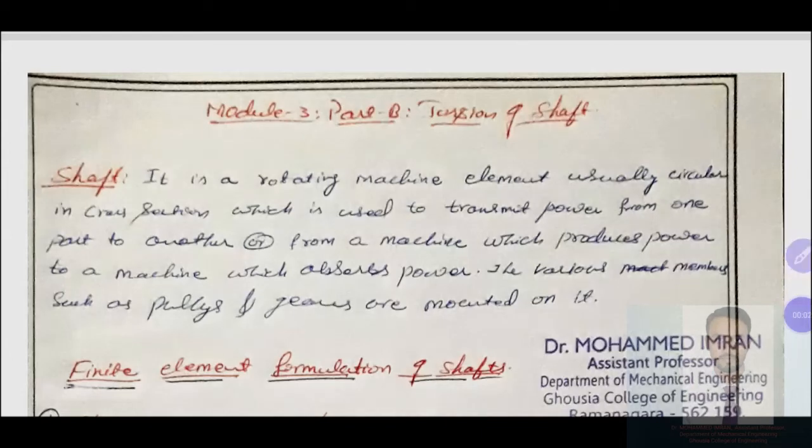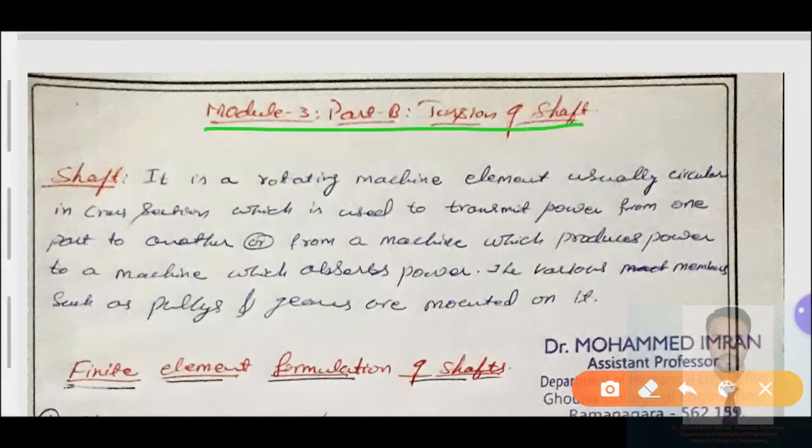Hello my dear friends, in the last video we learned the analysis of beams, the introductory part, and solved some problems. Similarly, module number 3 part B covers torsion of shafts: the introduction to the shaft, formulation of a shape function for a shaft, and the elemental stiffness matrix for a shaft. These three bits are available in your curriculum in module number 3 part B, torsion of shaft. Then we need to solve some problems on the same concept.